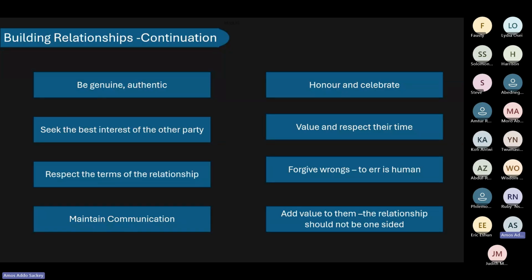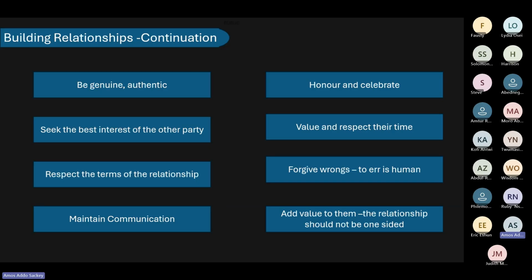The next one is to forgive wrongs. Sometimes great relationships are ruined by unforgiveness. Fantastic relationships, fantastic families, marriages, business relationships, because somebody erred and somebody said, I will never forgive. And then everything breaks down.